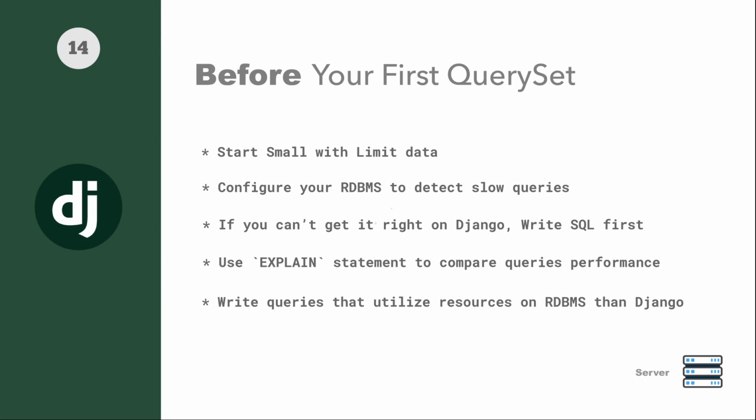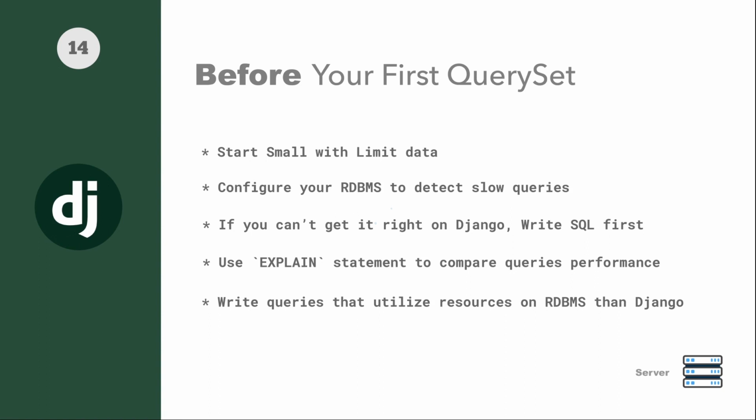Okay, this is my last observation, if not recommendation. Before your first query set, as a recommendation, you need to start small with limited data. You need SQL knowledge. If you don't know SQL, it will be pretty difficult, as you might try to write some query in QuerySet without the knowledge of SQL, and then there will be some discrepancies and some false positives. So configure your DBMS to detect slow queries. If you can't get it right in Django, write SQL first.